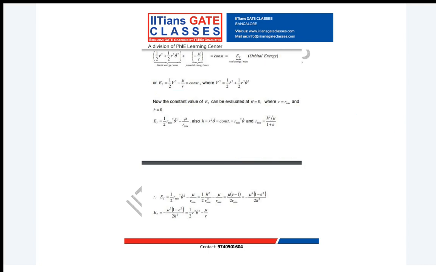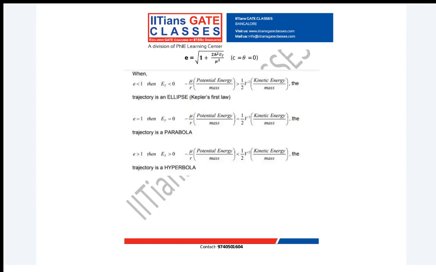Further, we can write eccentricity in terms of ET by simplifying all these things, writing from here in this form. For me, this is an important equation, in which eccentricity is written in terms of orbital energy per unit mass. Now this H, we already know. Mu is Gm, and H is R square theta dot.